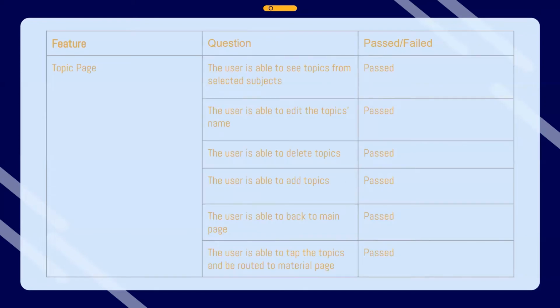In the topic page, we have also passed all the parameters, which are the user is able to see topics, the user is able to edit the topics, delete, add, and go back to the main page. The user is also able to tap the topics and be routed to each topic's material page.